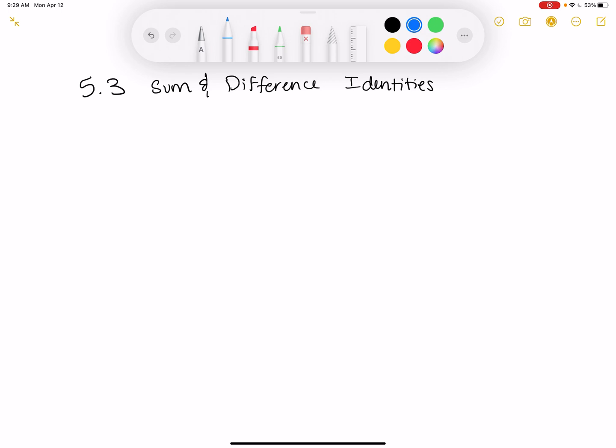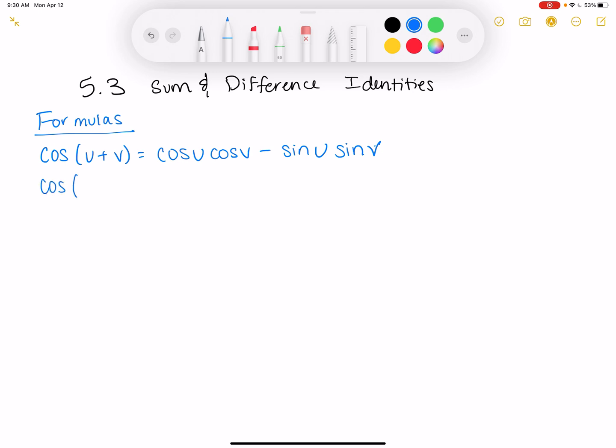Alright, we're gonna have a bunch of formulas here that you're gonna need again, so make sure you know these. The cosine of u plus v is equal to cosine of u, cosine of v, minus sine of u, sine of v. The cosine of u minus v is equal to the cosine of u, cosine of v, plus the sine of u, sine of v.